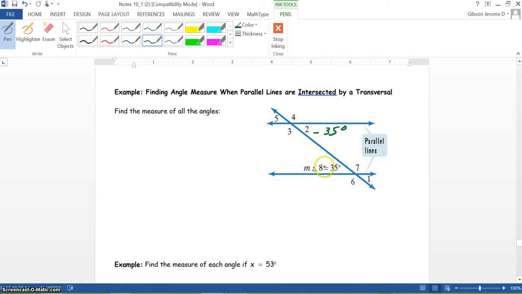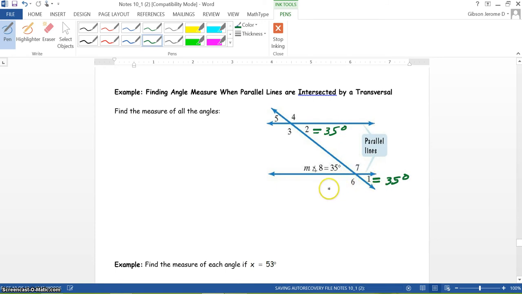Now, we look here, basically here we have corresponding angles. Angle 2 and angle 1 are corresponding angles. So if you look here, angle 1 would be 35 degrees because corresponding angles are congruent.